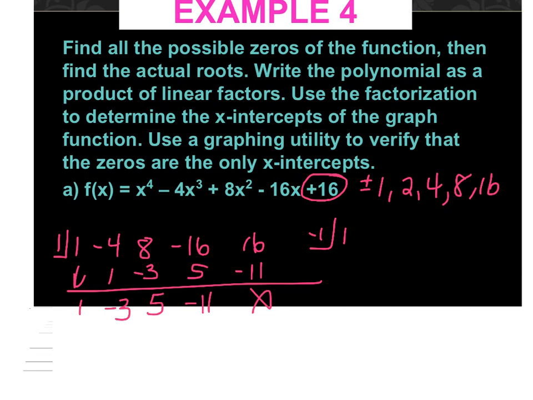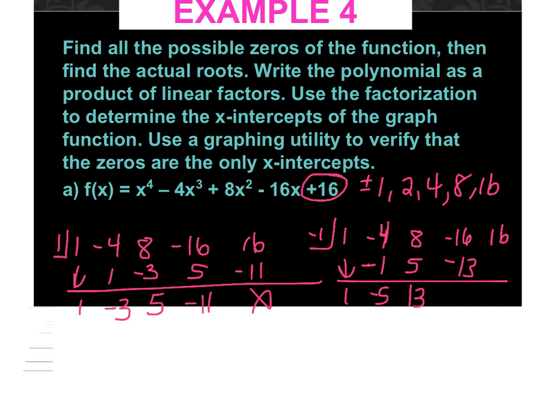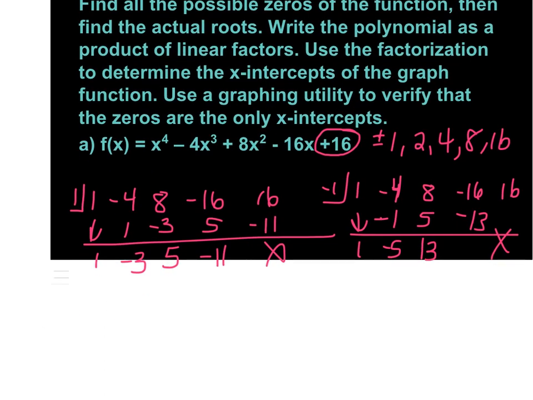So 1, negative 4, 8, negative 16, positive 16. Bring down the 1. 1 times negative 1, negative 1. Negative 4 and negative 1, negative 5. Negative 1 times negative 5, 5. 8 and 5, 13. 13 and negative 16, negative 3. Is this going to be a factor? No. Okay. So now let's try 2.